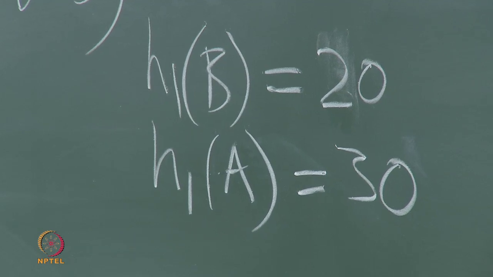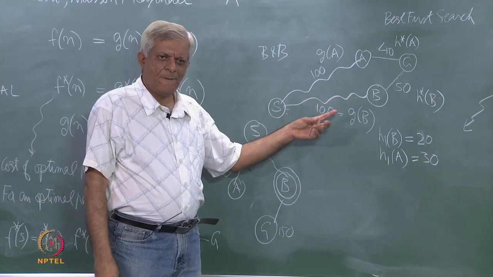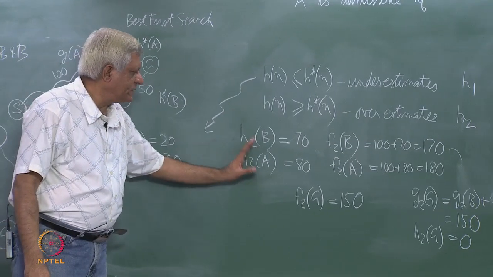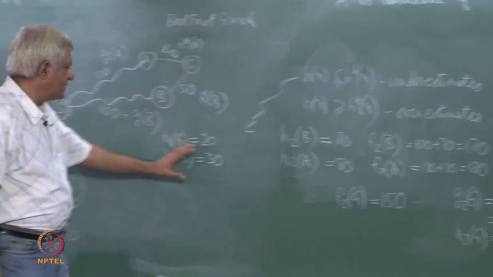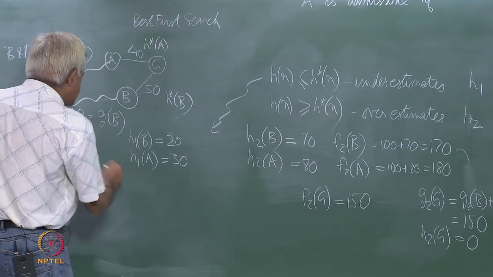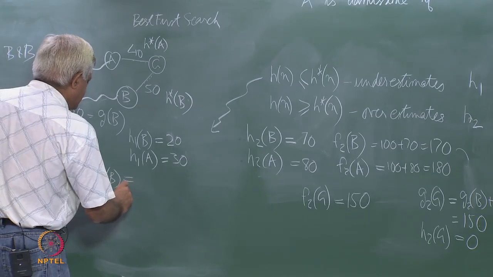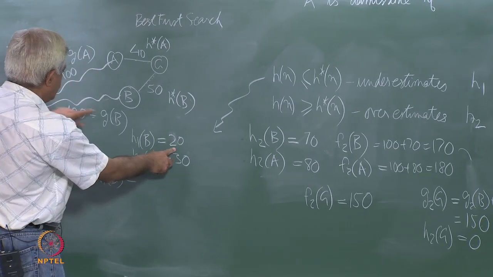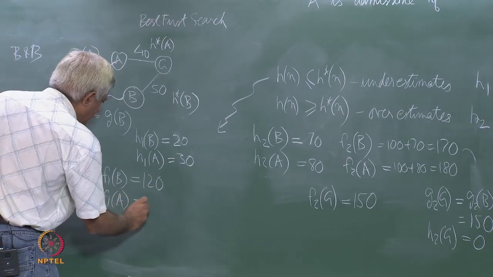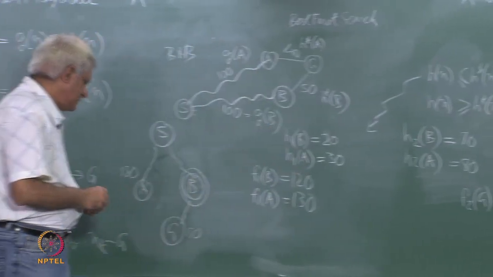So, in a manner H2 and H1 are similar, in that both of them think that B is closer to the goal. The only difference is H2 overestimates the cost and H1 underestimates the cost essentially. So, in which case, as you can see, f1 of B is equal to 20 plus 100, 120, and f1 of A is equal to 130. Again, this is a very similar situation.